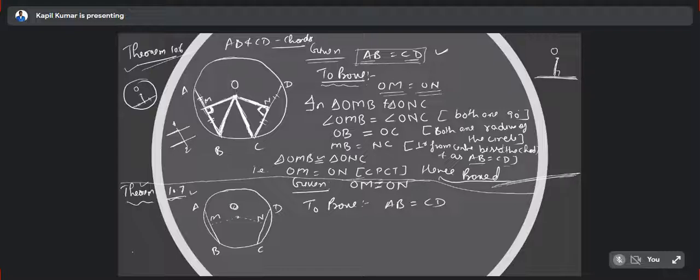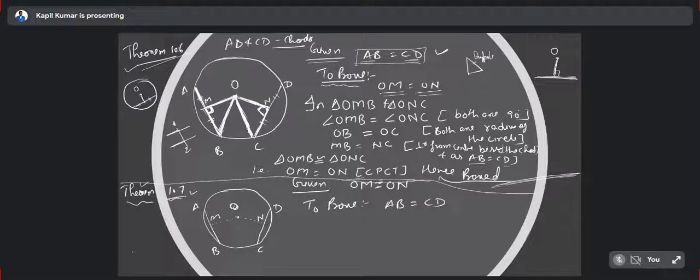Means on this line AB. Sir, and one more thing, sir. What is a hypotenuse angle, sir? Hypotenuse is in a right angle triangle. The longest side is known as hypotenuse.